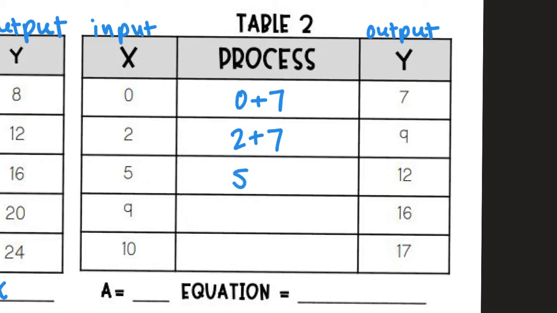Then I have 5 plus 7. That should give me 12, and that works. 9 plus 7 should give me 16, and 10 plus 7 should give me 17. So here our constant, or our a, because this is an additive relationship, is 7. So our equation should be y equals x plus 7.